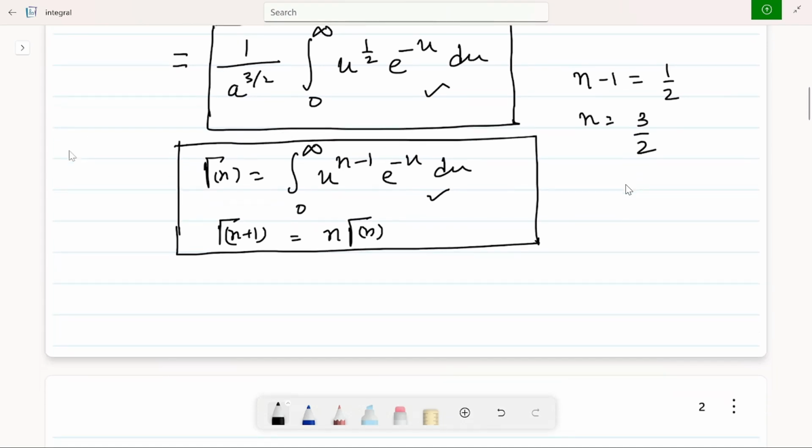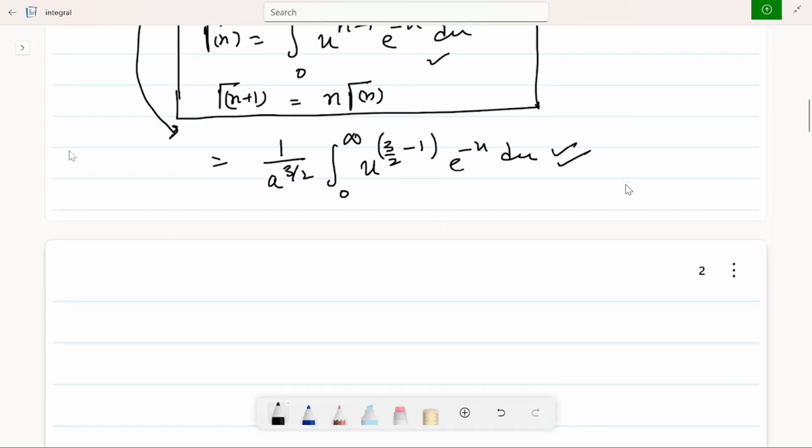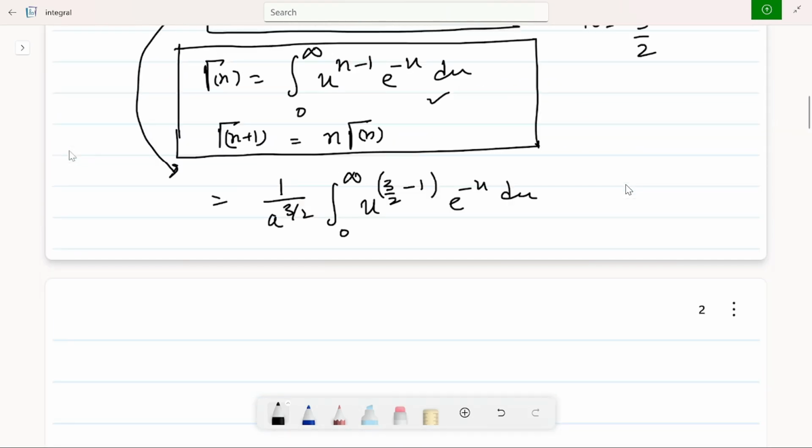So now we can write this integral in terms of the gamma function. How? Let's see. This integral becomes 1 by a raised to the power 3 by 2 times the integral from 0 to infinity of u raised to the power 3 by 2 minus 1 times e to the power minus u du. Now we have converted this integral into the form of the gamma function, right? From here you can compare that n is equal to 3 by 2. Therefore the solution to this integral would be gamma of 3 by 2, right?